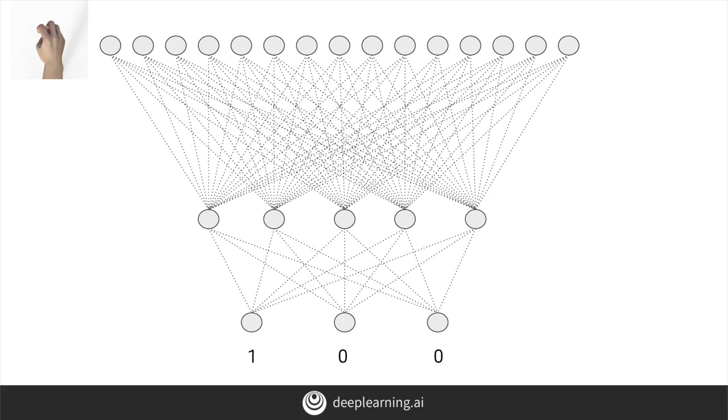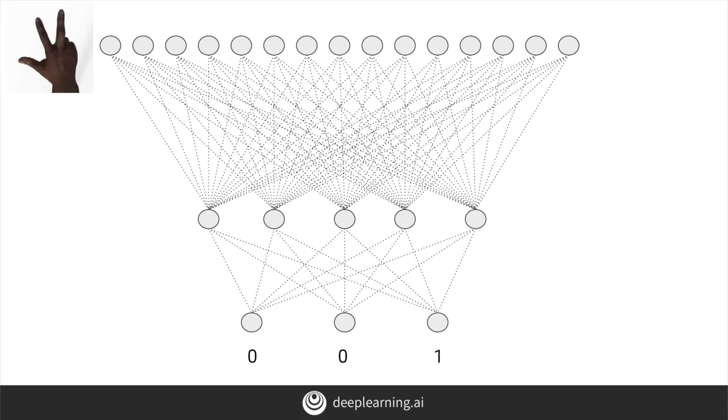Maybe it's rock, paper, and scissors, where in this case you would want your classification to have the first neuron close to 1 and the others close to 0, representing a rock. Or in this case, you want the second neuron close to 1 and the others close to 0, representing paper. And finally, in this case for scissors, you would want the third neuron close to 1 and the others closer to 0.